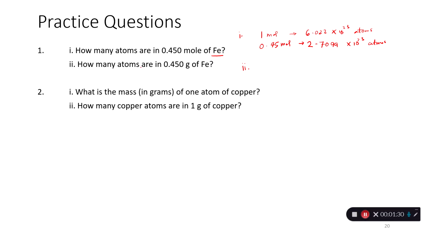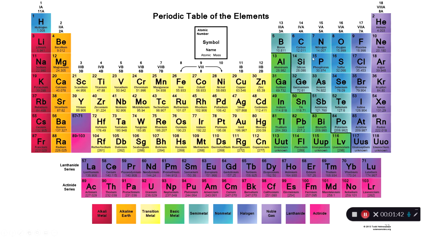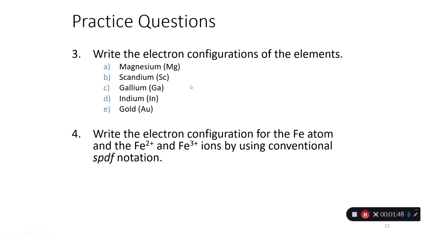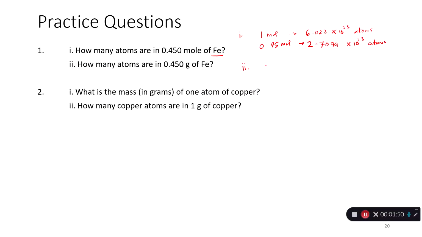How many atoms are in 0.45 grams of iron? Okay, so for this we need to check the periodic table. For iron, Fe, it's 55.933. So the atomic weight is 55.933 grams per mole.